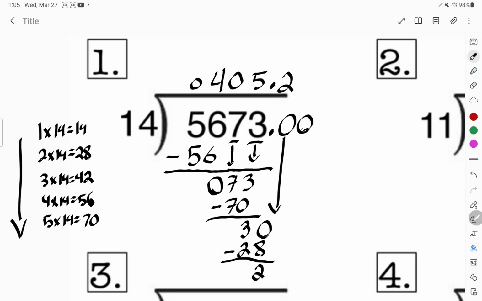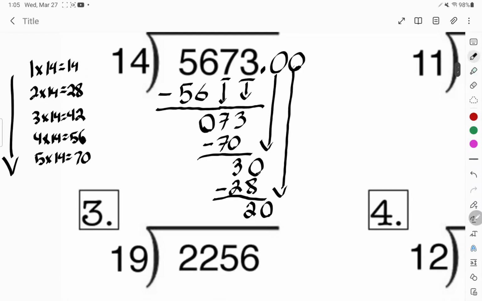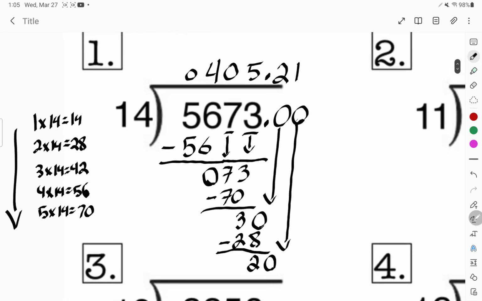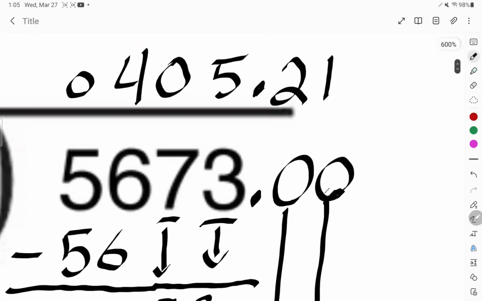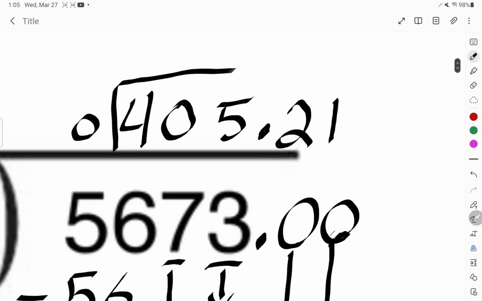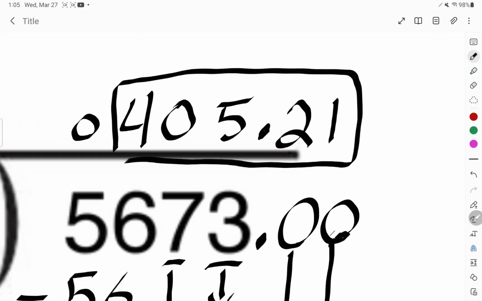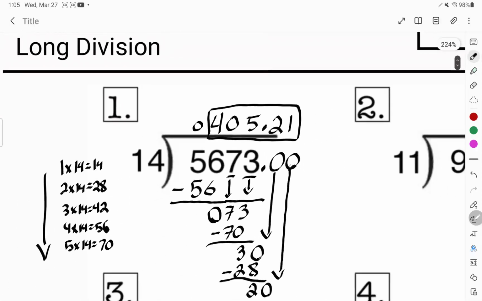And remember, I'm going to put another 0 right here, and it's going to be dropped all the way down here. How many 14s can I fit into 20? That is going to be 1. And then we would keep going and keep going until we get a remainder of 0, if possible. But in this case, we cannot. So guess what? My answer is just going to be 405.21. Okay?